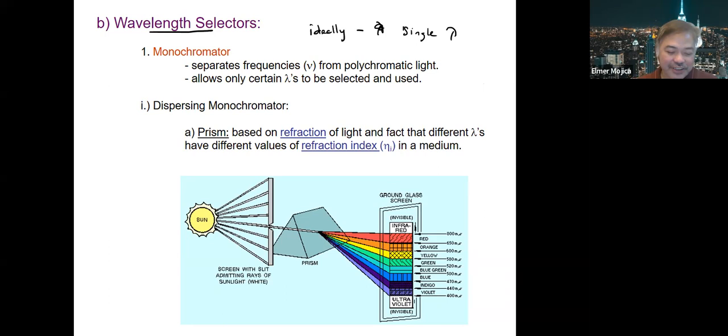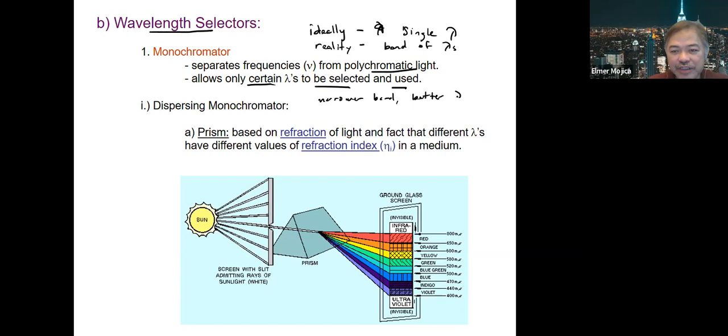So the reality that we have is that most monochromators are mono wavelength. You want the monochromator to separate the frequencies from polychromatic light and allow only certain wavelengths to be selected and used. So, the narrower the band, the better the wavelength selector, and the greater the spectral resolution attainable.